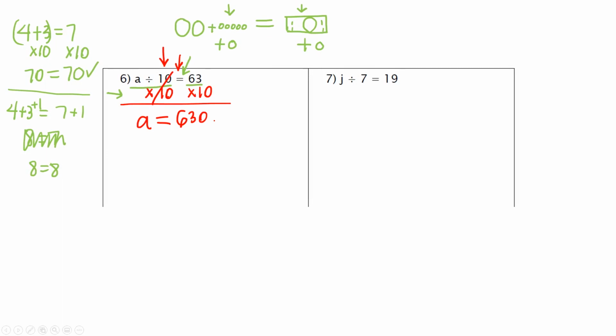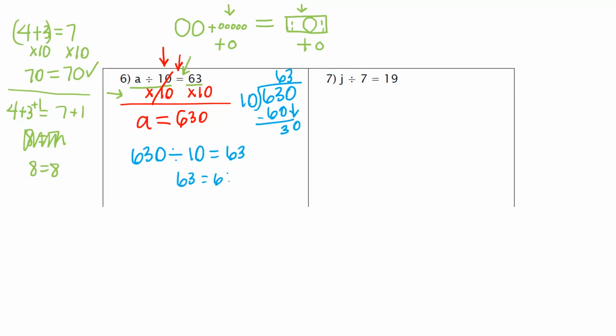Now, if I want to check, I'm going to plug 630 into my original equation. So I have 630 divided by 10, and that should be 63. And it is, because 630 divided by 10 does give you 63: 60 doesn't go into 6, but it goes into 63 6 times, and that would be 60, and you subtract and you get 3, and you bring down the 0, and then 10 goes into 30 3 times, right? So you get 63 equals 63. Yay.